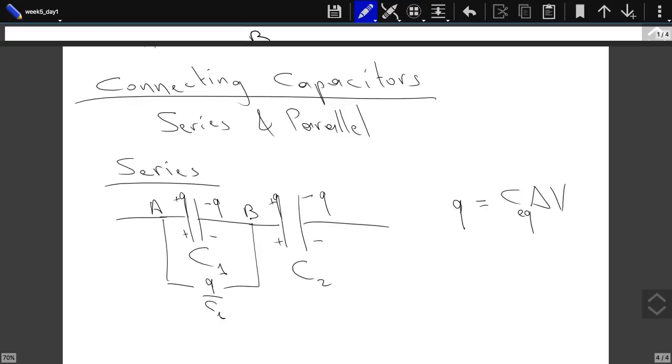Why is the potential difference between A and B equal to the potential difference between, let's say, A prime and B prime? Why? Somebody else? Okay, why not?